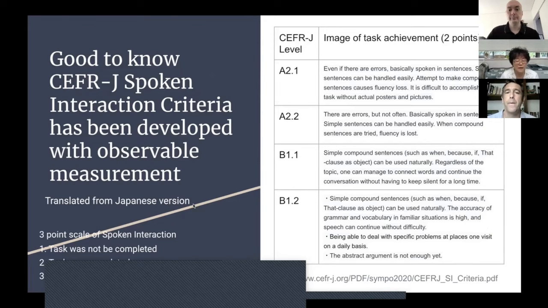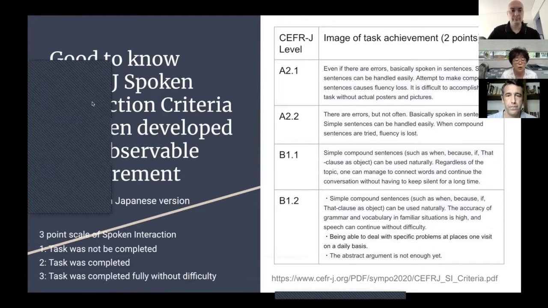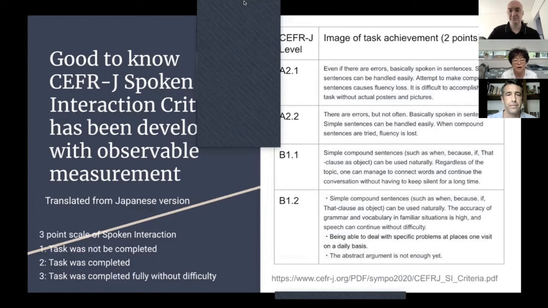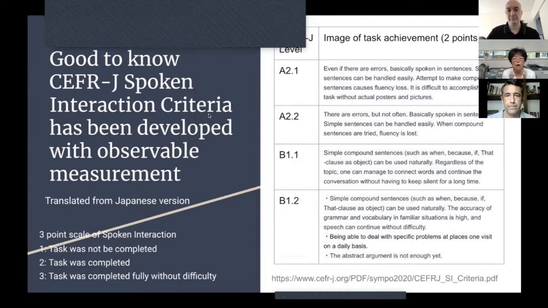Okay, and then this CEFRJ is operated or identified by a big member of a group, the team. And what is good about it is it is good to know that CEFRJ spoken interaction criteria has been developed with observable measurement. This is really good because going to doctors, but in Japan, people don't go to doctors speaking English. So what can we see?